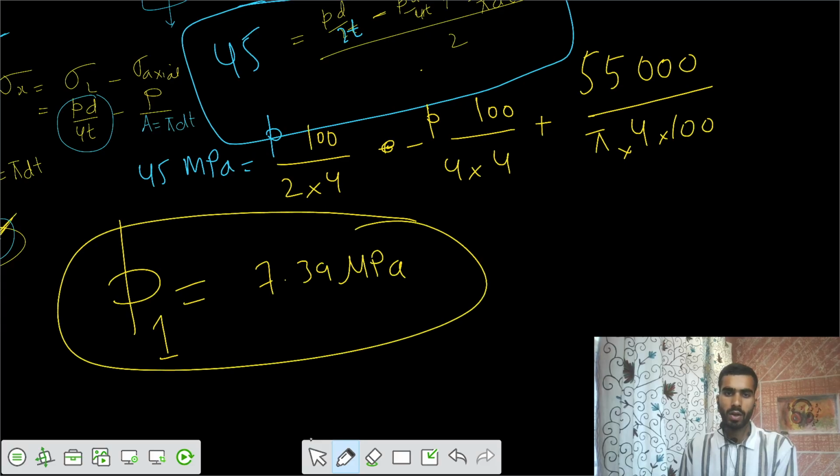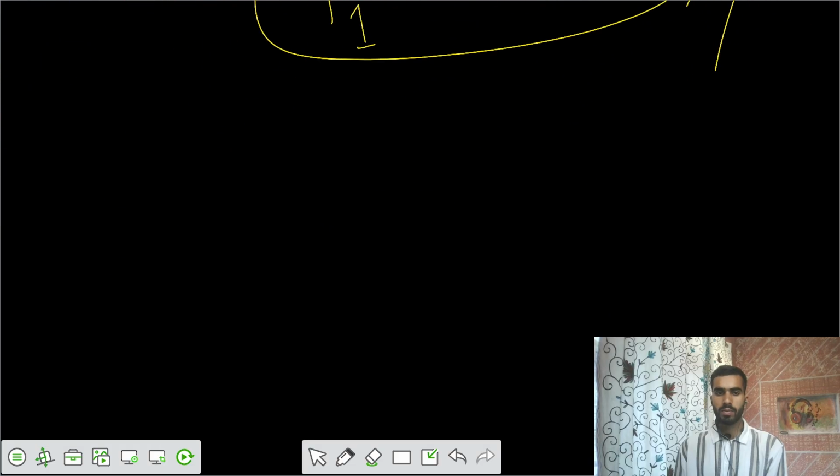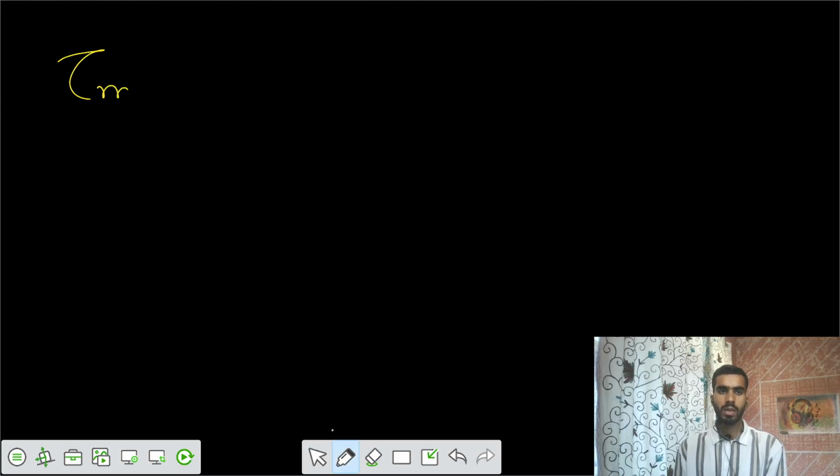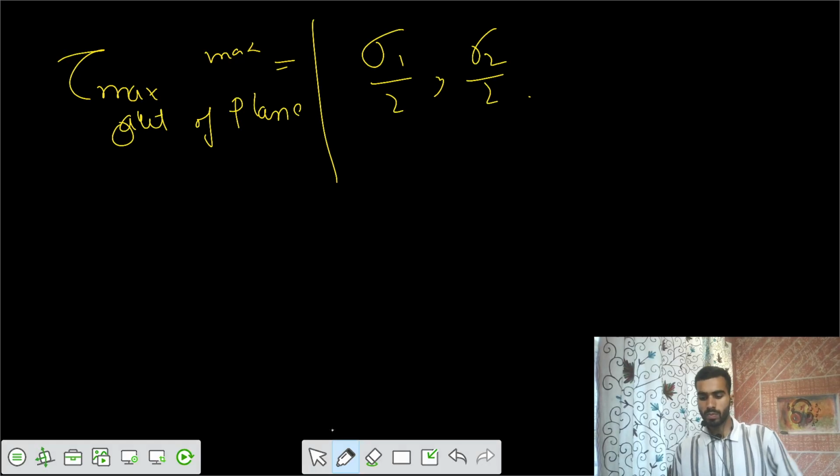This data I got with respect to the in plane condition, the plane of sigma hoop and sigma long. So I got this P1 corresponding to tau max in plane. Now if I calculate tau max out of the plane, that is the maximum of sigma 1 by 2 and sigma 2 by 2.